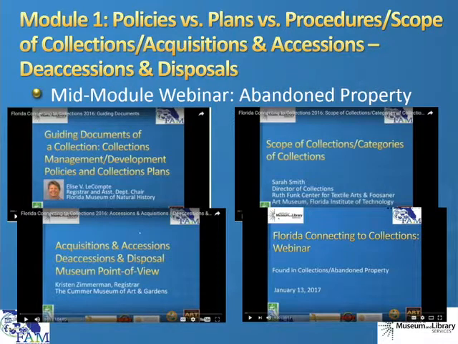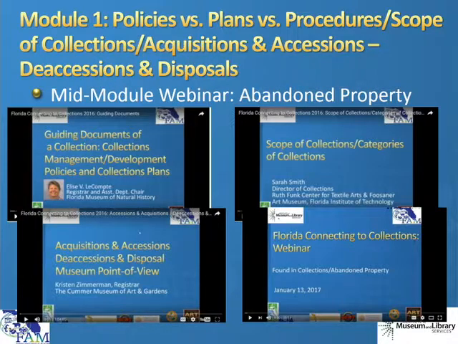It works however it works for your institution, and you get to decide as the collections person how you want to separate out your collections. I think that's an important fact that people forget. You get to decide this. You get to look at the breadth of your collection and say, okay, what are the categories that make sense? Next section was acquisitions, accessions, deaccessions, and disposals.